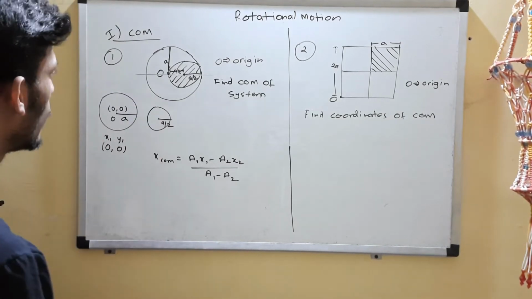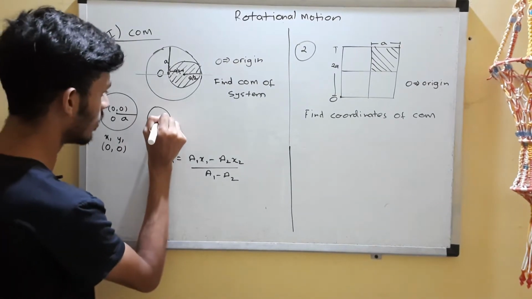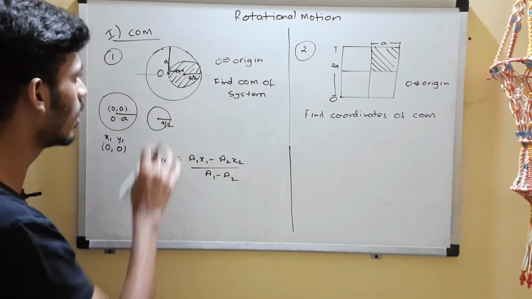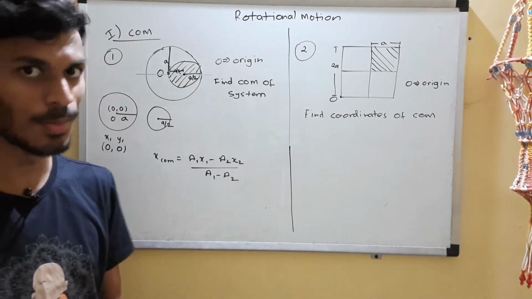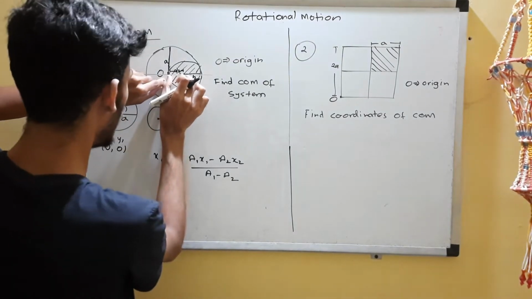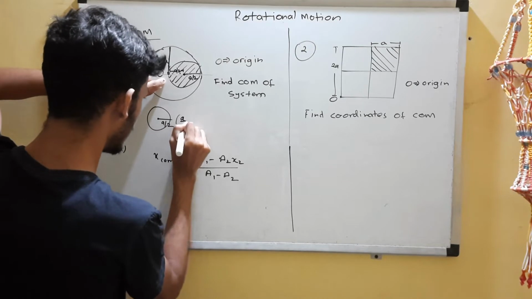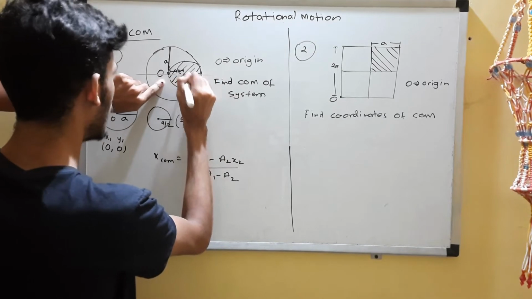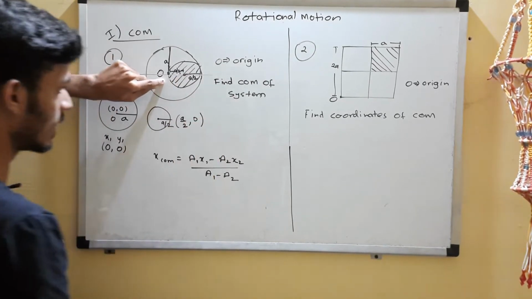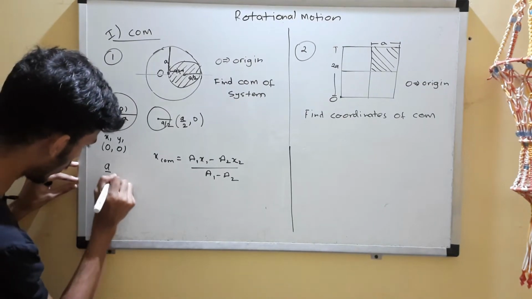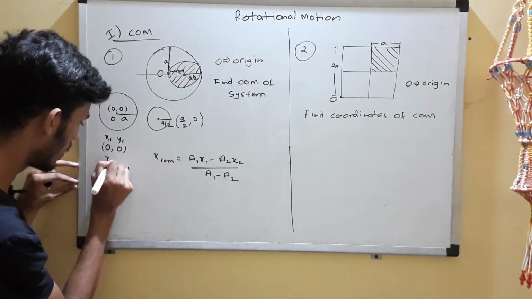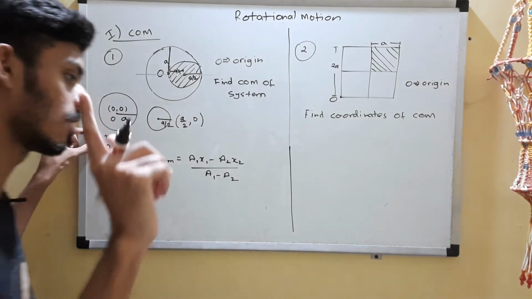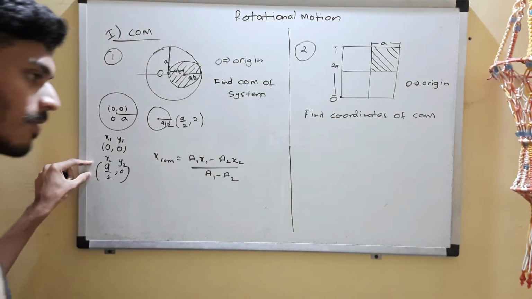Now coming to area 2, the cutout piece. In this case, again the center of mass will be at the geometric center of this circle, but you have to measure distances from the origin, right? So if you see this distance, it is a by 2. On the x-axis the distance is a by 2. The point lies on the x-axis, so the y coordinate is 0. So a by 2, comma 0 are the coordinates of the center of mass of the second area, and these are the coordinates of the center of mass of the first area.